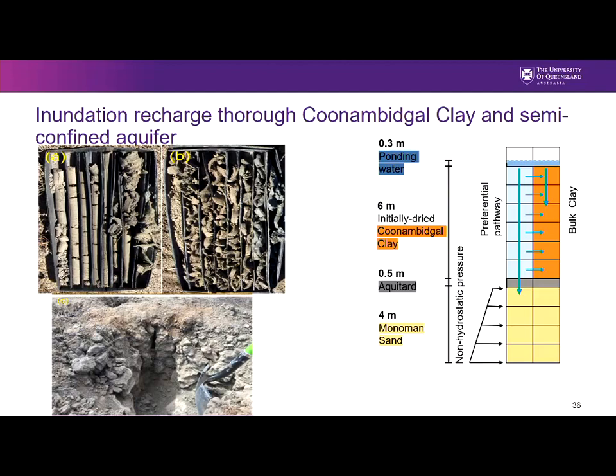But again, it could be a mixing of the two: hydrostatic loading, plus a little bit of recharge. We haven't found out the trigger yet. So now the next stage is to identify where the preferential pathways are. Right.